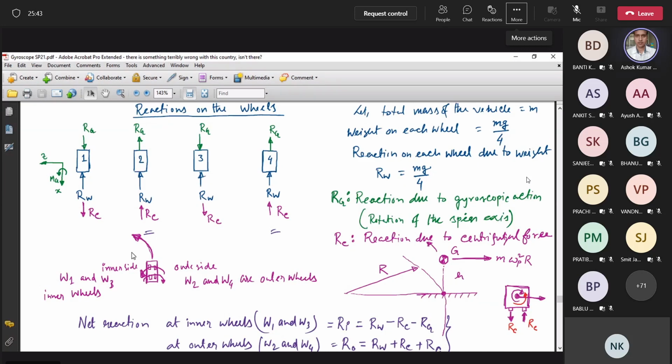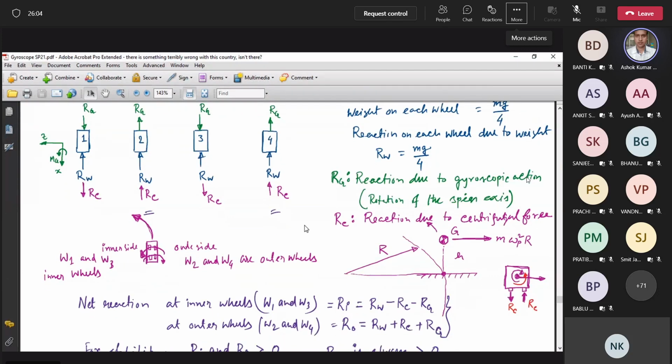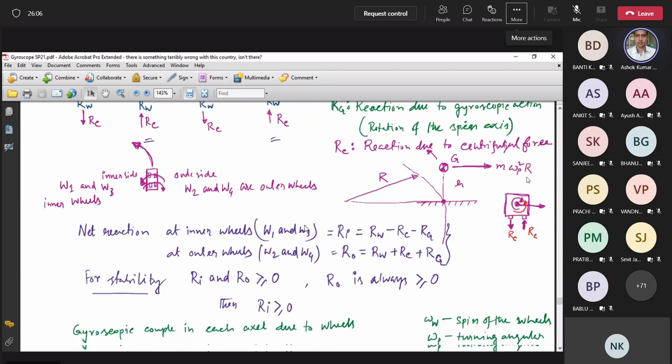So when it is taking a left turn, as I said, these two wheels, 1 and 3, the front wheel and rear wheel, we'll call inner wheels, and these two wheels, the wheel number 2 and 4, they are outer wheels. Okay. So the inner wheels have similar kinds of reactions, and the outer wheels have similar kinds of reactions. Now let us add all these reactions.